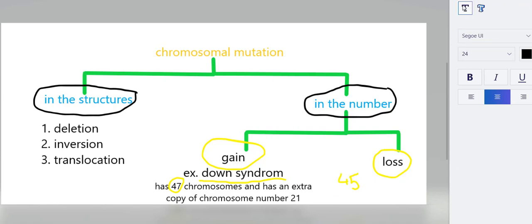This is not included for the ministry exam question. Turner syndrome. Turner syndrome has characteristics of female hermaphrodite. This Turner syndrome has 45 chromosomes instead of the 46 chromosomes.